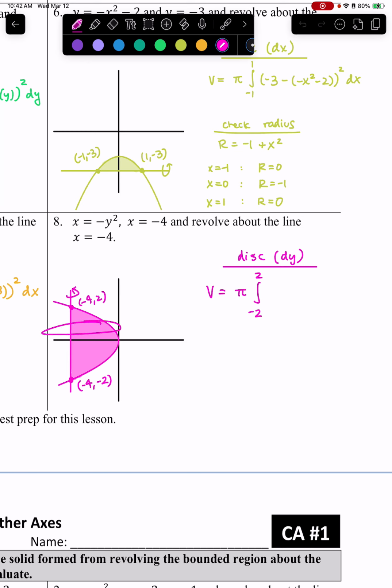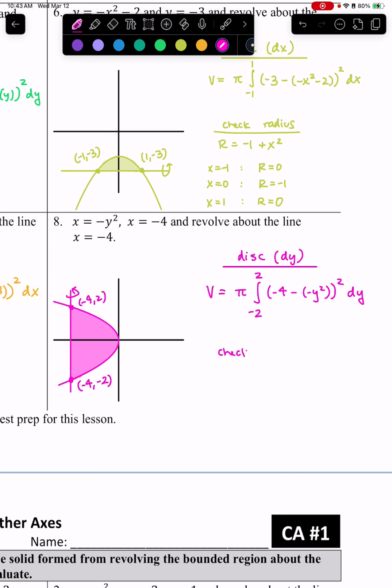Our radius is going to be the function, which is given to us in terms of y. We've got to do the axis that we're rotating about, which is negative 4 minus negative y squared, all squared, dy.